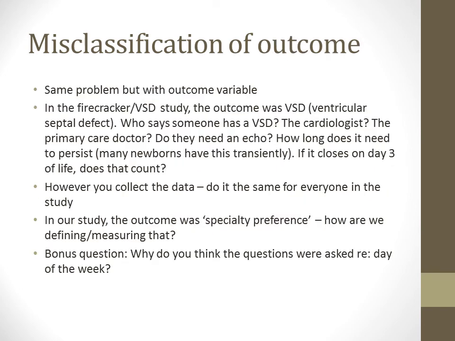Misclassification of outcome is the same issue, but with the outcome variable. So in the VSD study, the outcome was having a VSD, which seems pretty clear-cut. Either you do or you don't. But how do you measure that? Who says that they have a VSD? Do the cardiologist, the primary care doctor? Do they have to have an echocardiogram, which is the diagnostic test for a VSD?